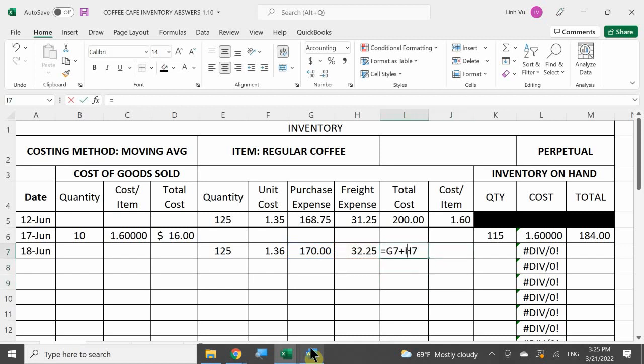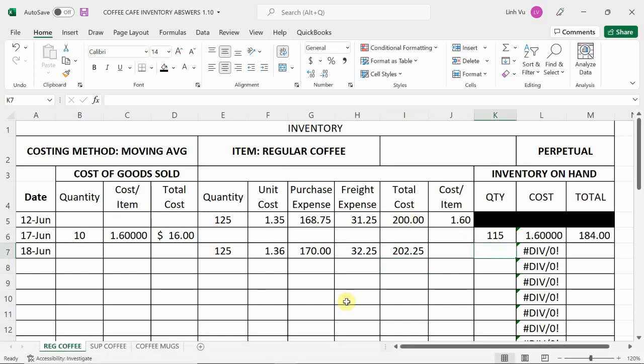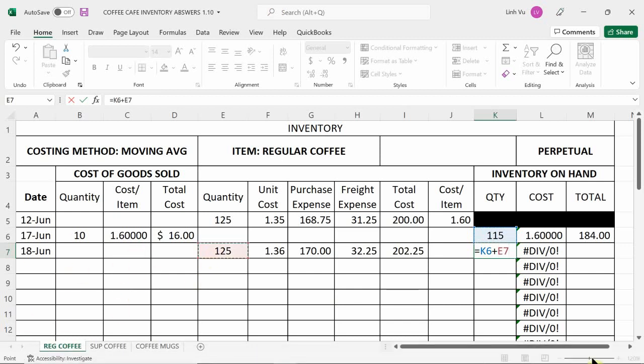Let's do it again. Oh, I put 172. Oh, okay. 202.25. Okay. So let's add up our values to get our total goods available. Okay. So in this case, I started with 115 plus 125.